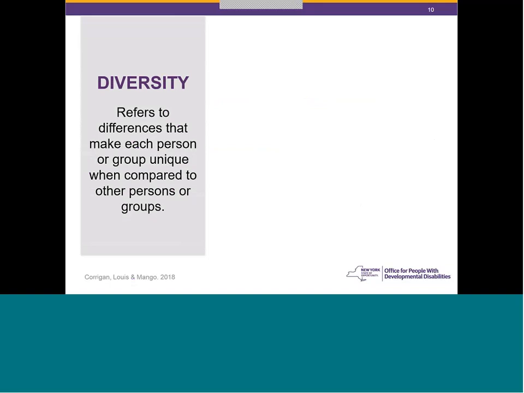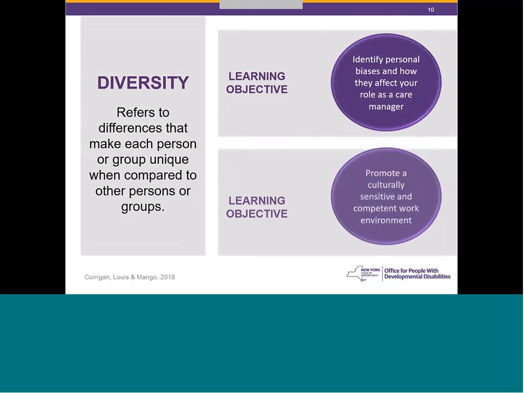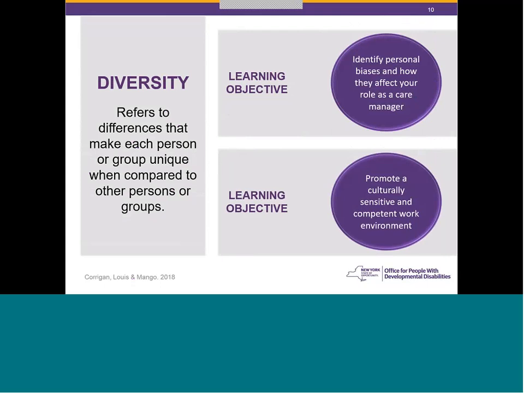To further understand concepts like diversity, CCOs will train care managers using specific learning objectives. For cultural competence, these are 2 examples of learning objectives that care managers may be trained on. One of the learning objectives requires care managers to be able to identify your personal biases and explain how they affect your role as a care manager. A learning objective of higher difficulty would be to promote a culturally sensitive and competent work environment on a daily basis. Now, understanding the definition and importance of diversity would actually be a good starting point to meet these learning objectives.